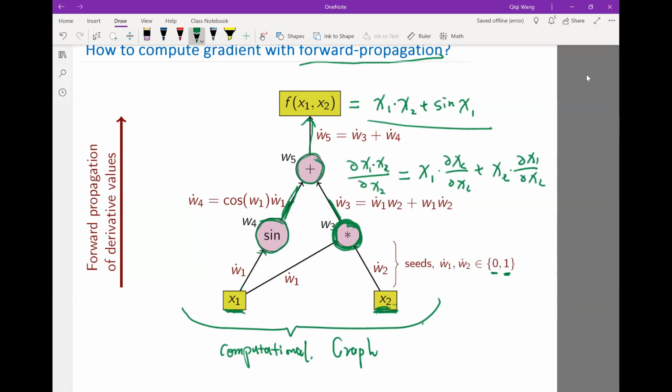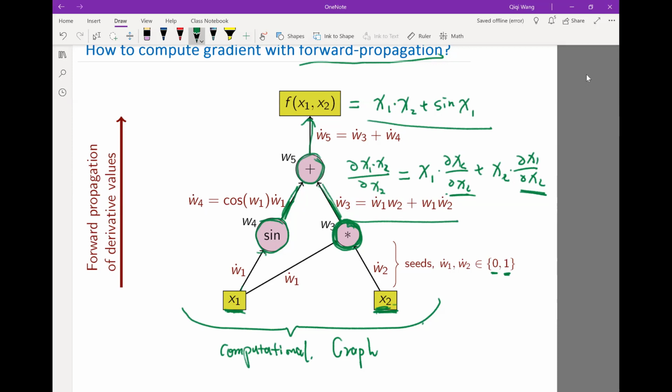So this we already said is equal to 0, and this we already said is equal to 1. So the end result is going to be the sensitivity of the product with respect to x2 is equal to x1. So following this procedure here.